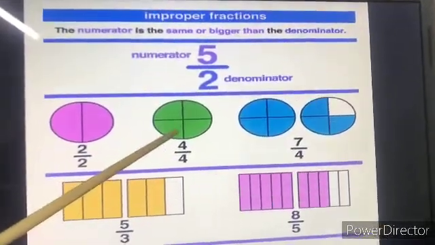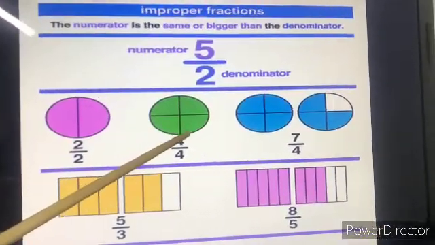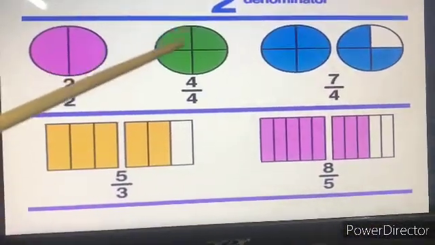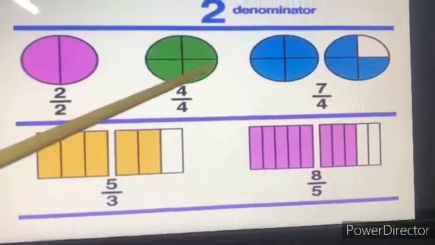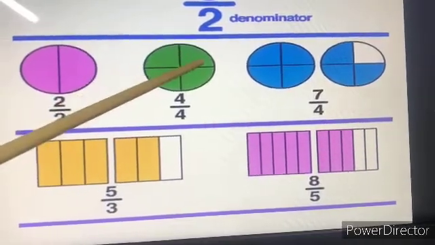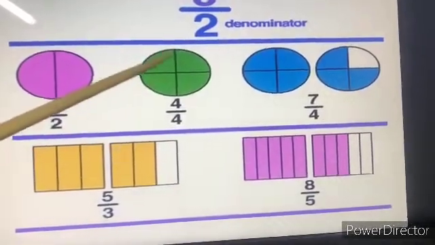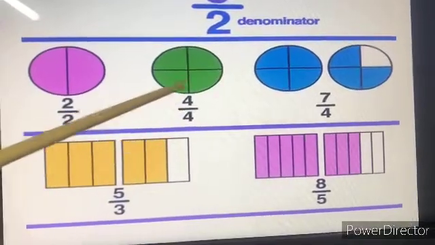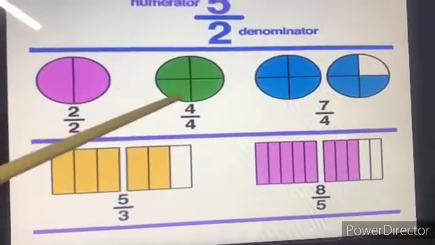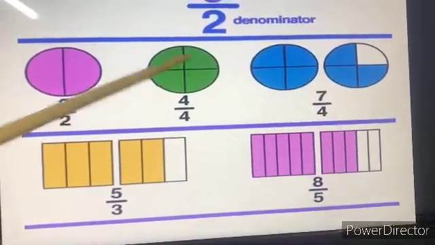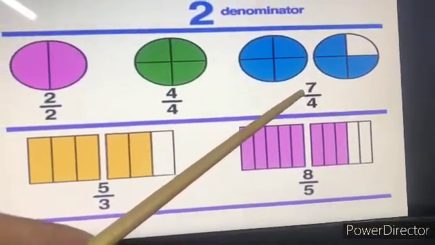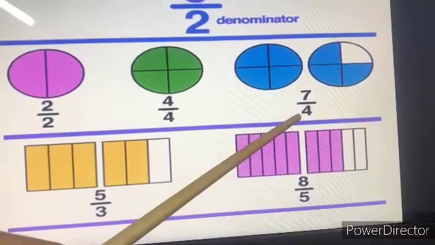Or I divide the whole into 4 parts: 1, 2, 3, 4. See what happened. I took all of them, meaning all 4 parts are shaded. So the fraction I write is total number of equal parts 4 and total number of shaded parts 4, meaning 4 by 4. Both are equal, so it comes under improper fractions. Now, what if the numerator is greater than the denominator?